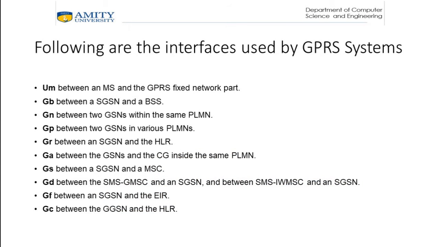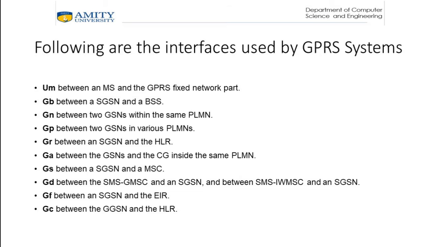The Um interface is between the MS and the GPRS fixed network part. What is Um? The Um is the access interface the MS uses to access the GPRS network. The radio interface to the BTS is the same interface used by the existing GSM network, with some GPRS specific changes. You can see Um in the diagram.